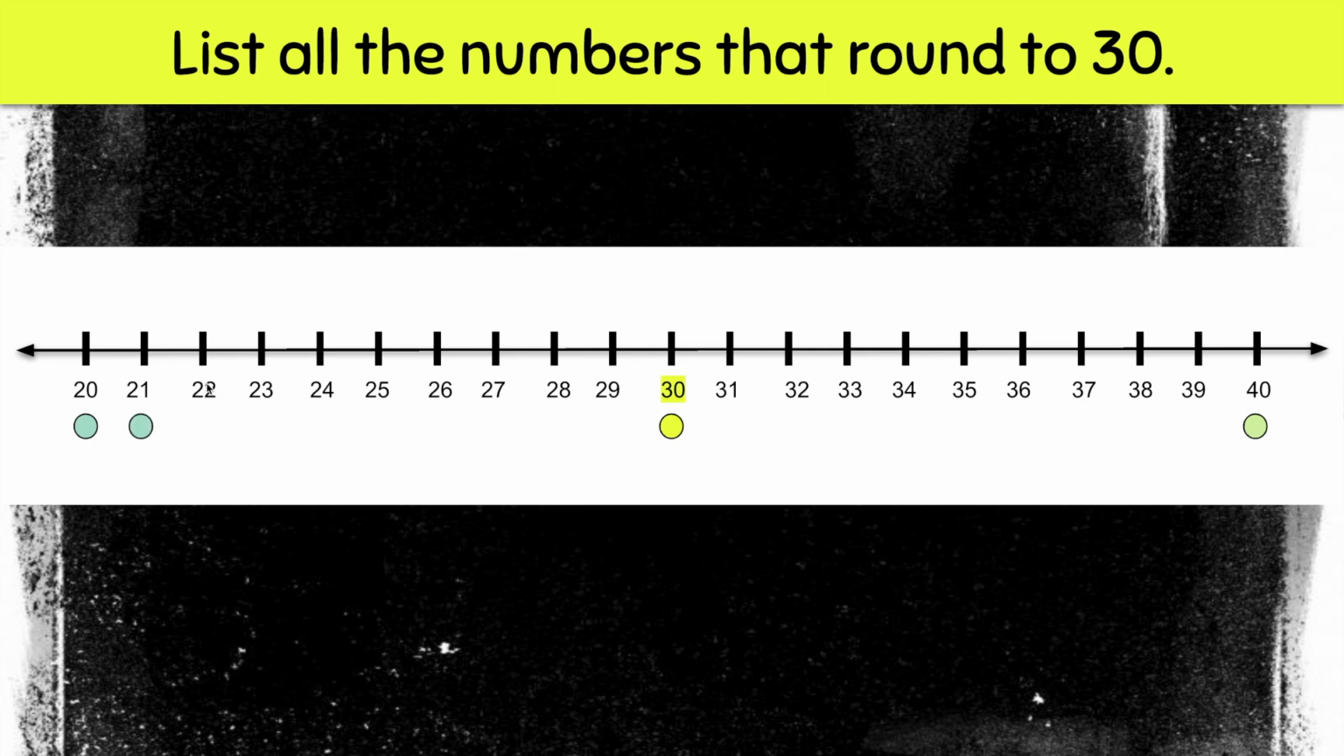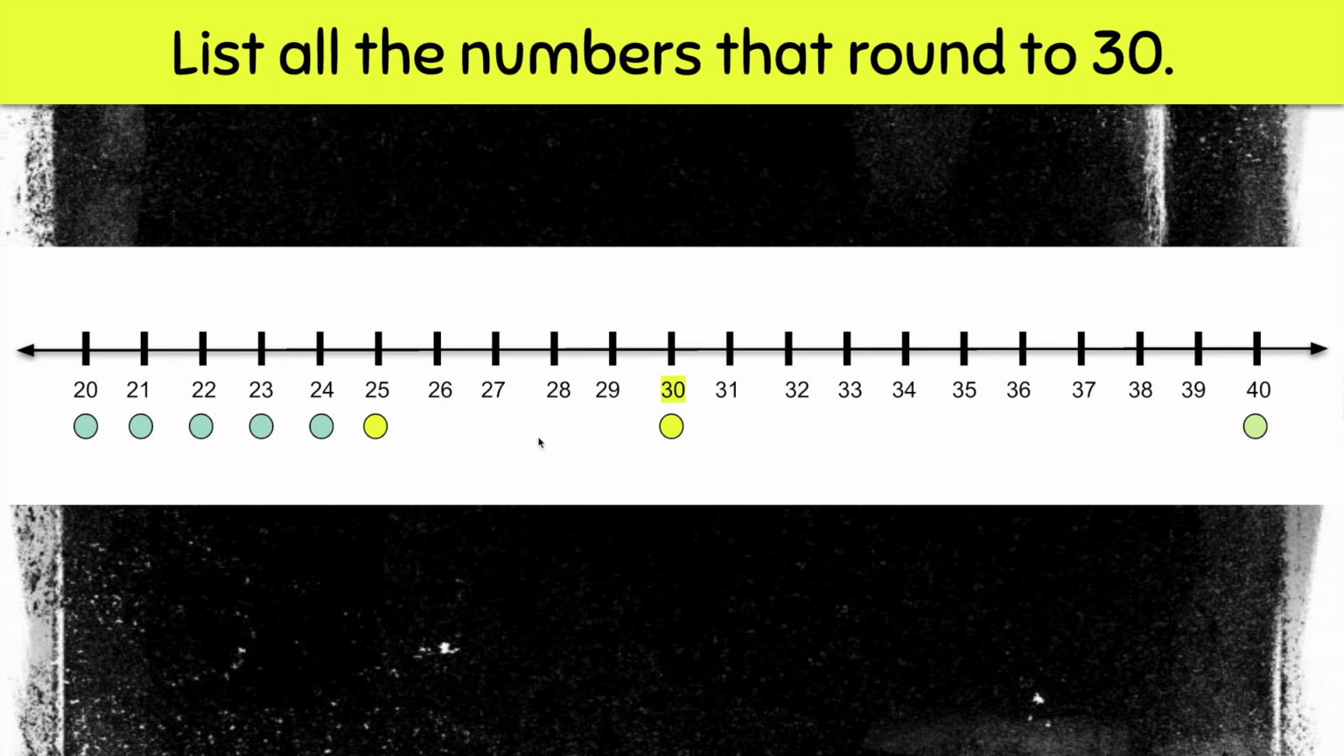Now 22 is less than halfway, so we know that 22 is closer to 20 than it is to 30. So 22 rounds to 20. 23 is also closer to 20 than it is to 30. Even 24 is closer to 20, and it's further away from 30. But now halfway and greater, we know, rounds up to the next 10. So we know that 25 is going to round up to 30.